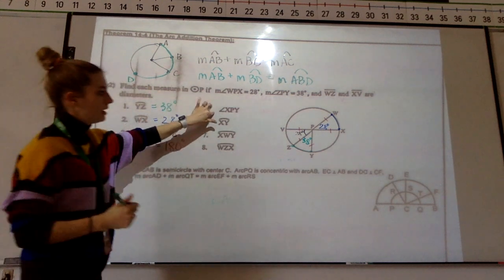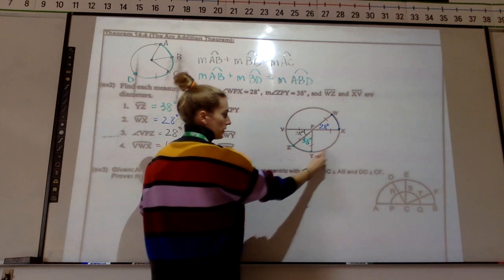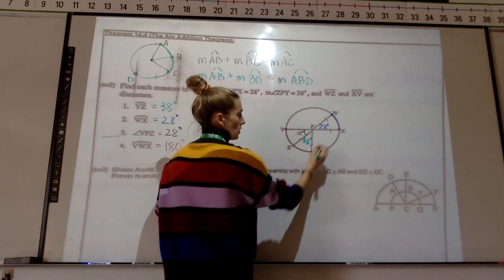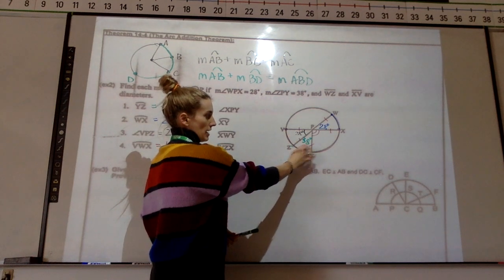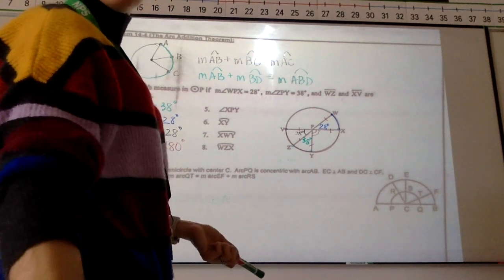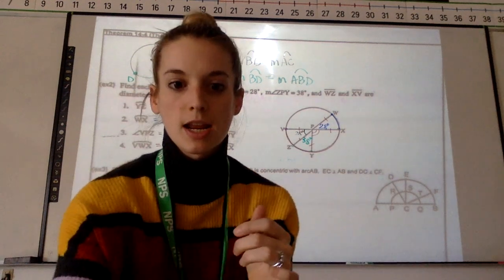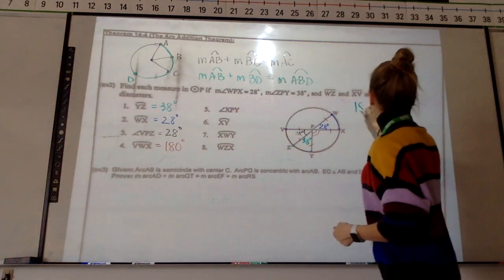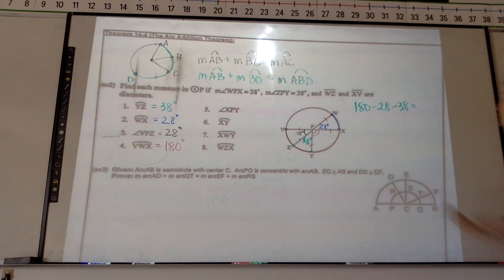Angle XPY. Okay, so XPY. So think about what you have here. We have a full semicircle. All of this. Right now I'm going for this angle, XPY. If you know you've got a 28-degree angle here and a 38-degree angle here, we can get angle XPY just doing angle subtraction. So we can do 180 minus 28 minus 38. And so when I do that subtraction, 180 minus 28 minus 38 gives me the measure of angle XPY, which is 114.